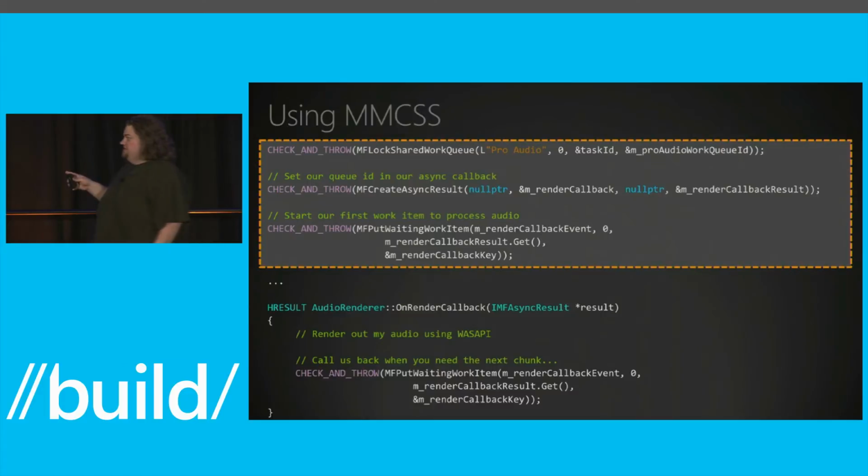So here, this is some more code on how to use MMCSS. The top line is this Pro Audio, where we're using Media Foundation to say this is a Pro Audio thing. And this is in combination with the event rendering thing, where in the third line, the MF put waiting work item, you can see this mRender callback event. That is the event that we told Wasapi to actually fire when we need more audio code. So when you do this, you're telling MMCSS, when you actually get that event, spin up an ultra high priority thread, and then call me on this callback, this onRender callback, and do some code.